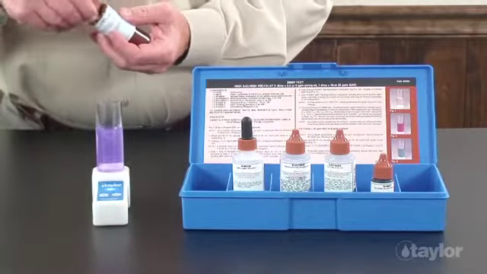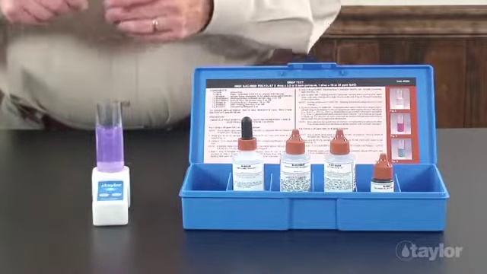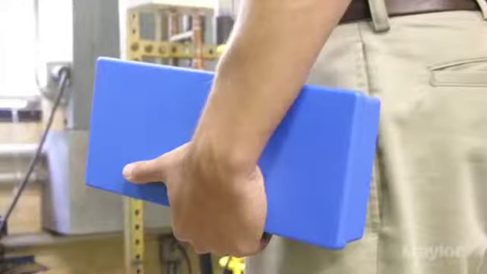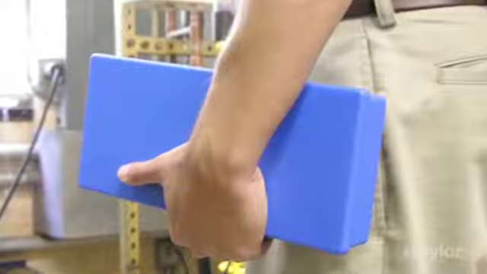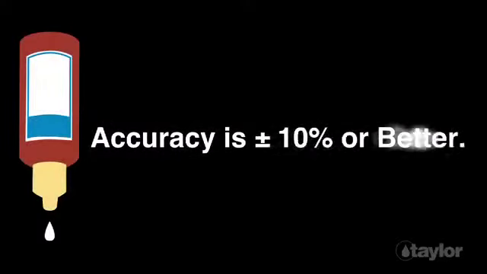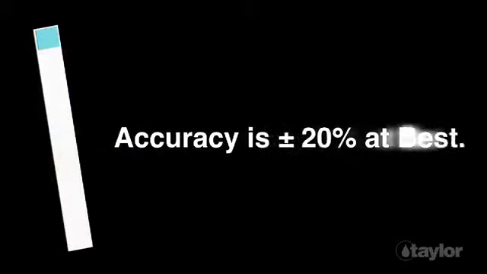The number of drops used to reach the endpoint is then multiplied by a conversion factor noted in the test kit's instructions. Drop count titrations are preferred for the field because of their portability and ease of use. Taylor's drop tests have an accuracy of plus or minus 10% or better, whereas test strips have an accuracy of plus or minus 20% at best.